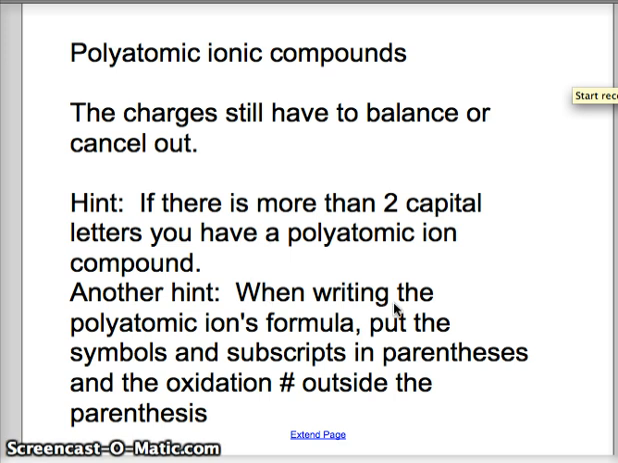Another hint, when you're writing the polyatomic ion's formula, put the symbols and subscripts in parentheses and the oxidation number outside the parentheses. This hint has to do more with if you're given the formula and you have to come up with the name, which I'll go over in a moment. This one is if you're given the name and you have to come up with the formula, like we were doing for the ionic compounds, all right? Or the binomial ionic compounds. All right, so what does this mean?